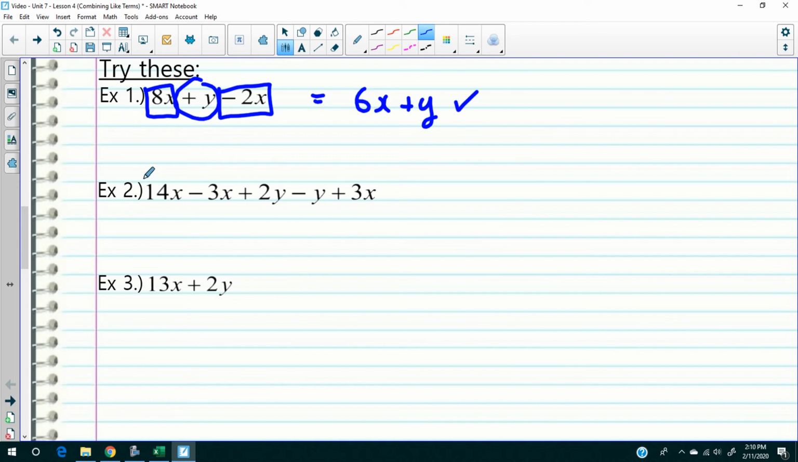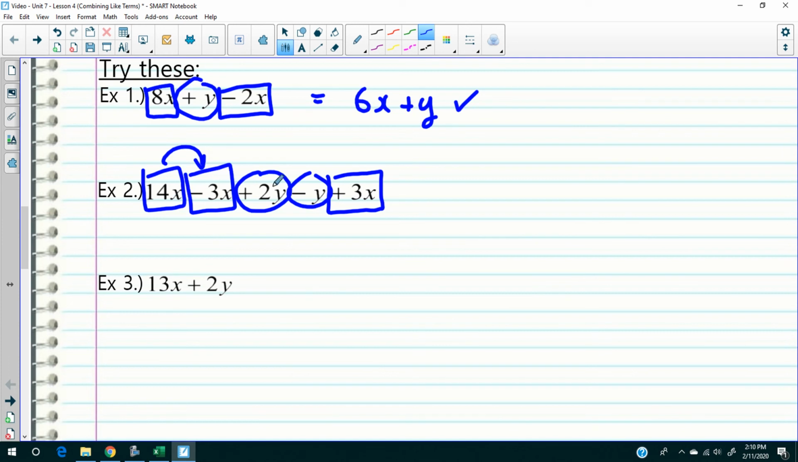Two more. Got the x family. Same family. Let's scan across. So always scan across left to right. Okay, yep, same family. And the y's on the same family. So 14x minus 3x, what would that be? Right here. 11x, right? So 11x plus 3x, what's that?